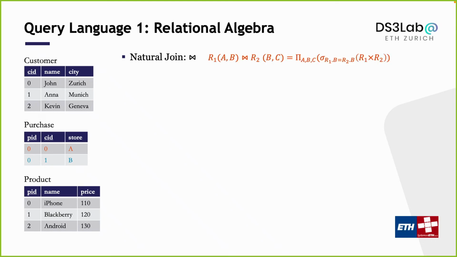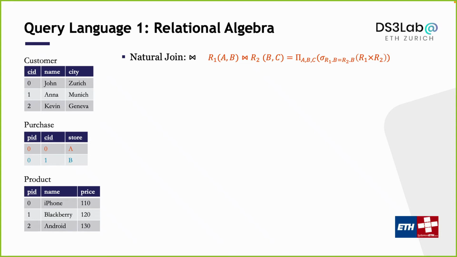I have 2 relations, R1 and R2. R1 has 2 attributes, A and B. R2 has 2 attributes, B and C. B essentially means that they match in name. Okay? So the natural join between these 2 relations is as the following.